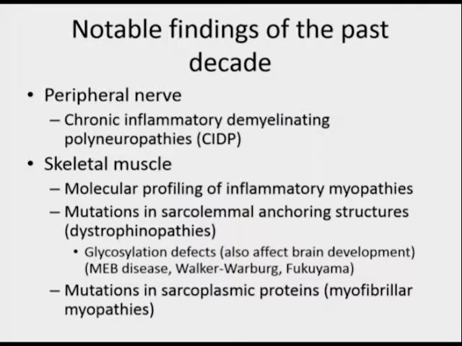Notable findings of the past decade include a greater understanding of chronic inflammatory demyelinating polyneuropathies, and among many different things going on in skeletal muscle, I'd like to talk with you about molecular profiling of inflammatory myopathies, mutations in sarcolemmal anchoring structures, such as the dystrophinopathies, in particular the glycosylation defects which affect brain development, and mutations in sarcoplasmic proteins leading to the myofibrillar myopathies.